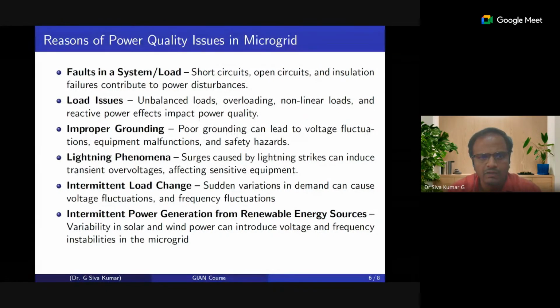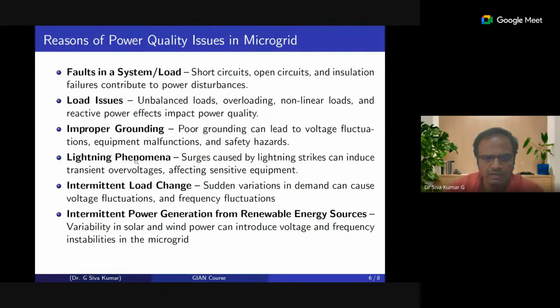And then the load issues: unbalanced loads, overloading, and nonlinear loads, which as I said cause harmonics, and reactive power. Because of the load, you will have power quality issues. Then improper grounding creates noise in the system, and also affects your current, and maybe causes voltage fluctuations also. This leads to malfunction of the equipment.